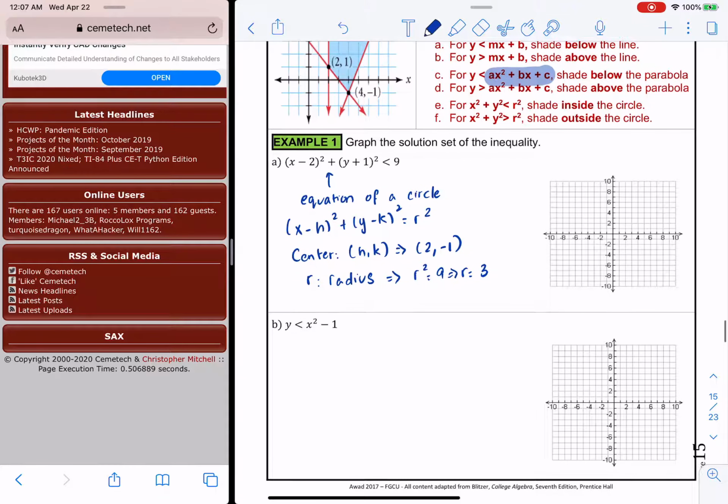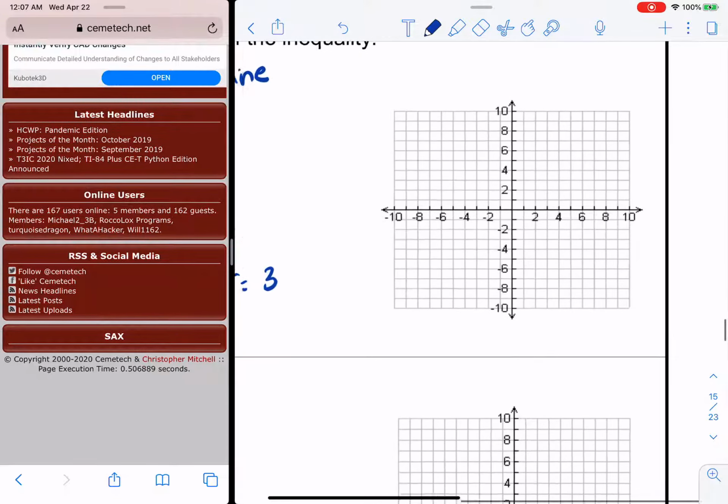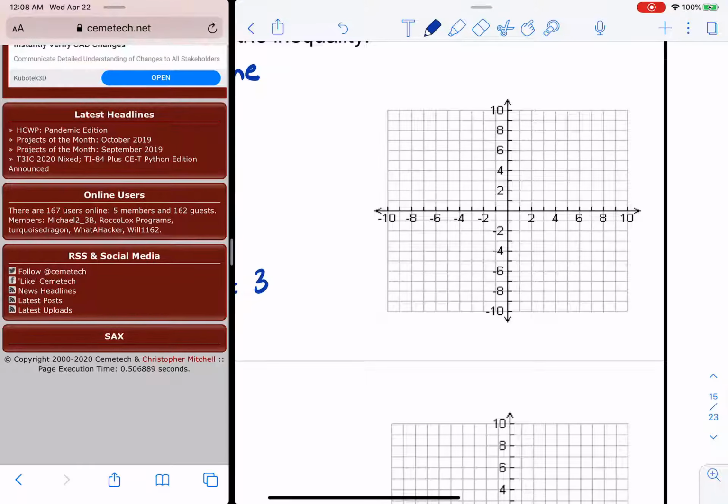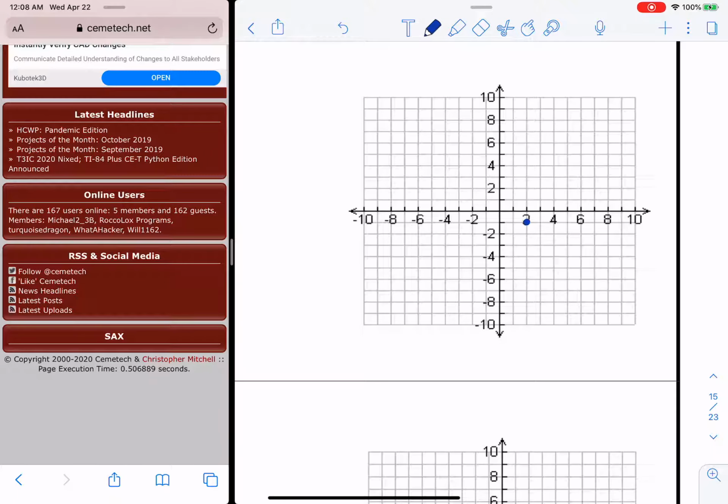So we see a less than sign, which should indicate we have to draw a dotted line. And let's go to the center. x is at 2, and y is at negative 1. So the center is right there. The radius is 3. So I have 1, 2, 3. So that would be one endpoint. And 1, 2, 3 over here. And 1, 2, 3. And 1, 2, 3. Now all I have to do is connect this with a dotted line.